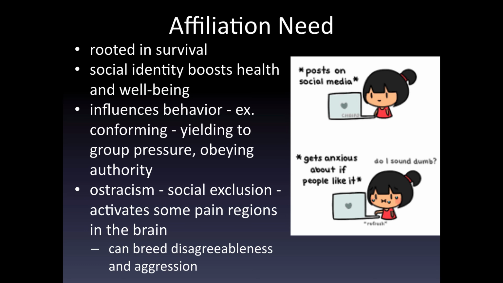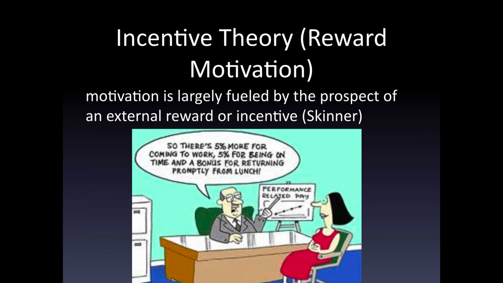It can lead us to situations where we're conforming or yielding to group pressure, where we're obeying authority. These are things we study in our social psych unit. And the pain of social exclusion or ostracism is very intense for human beings. There's research that shows that ostracism activates some of the same regions of the brain that are active when we are experiencing physical pain. So we'd also call this affiliation need a motive, in the sense that we're motivated to belong, to feel like we belong to a group.